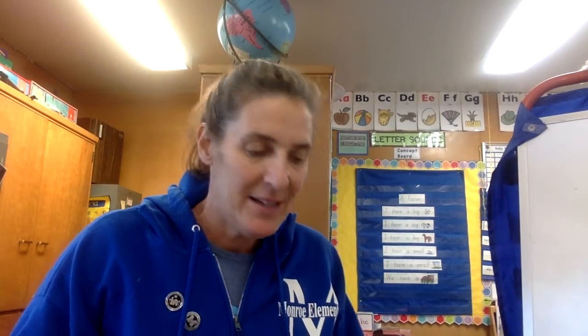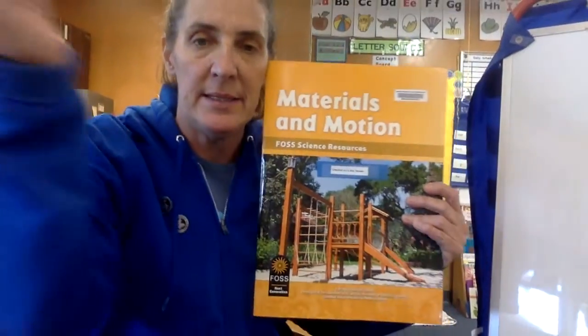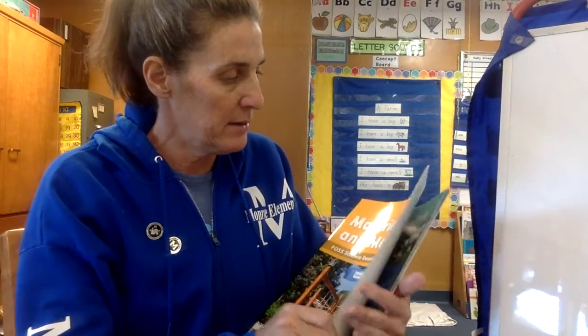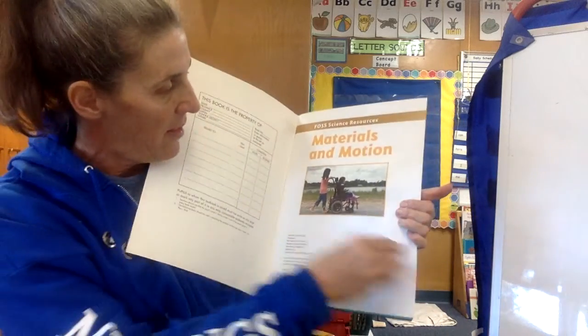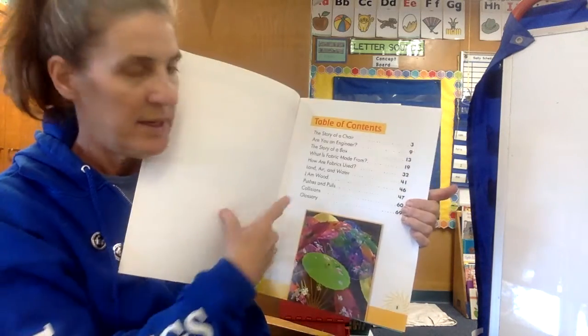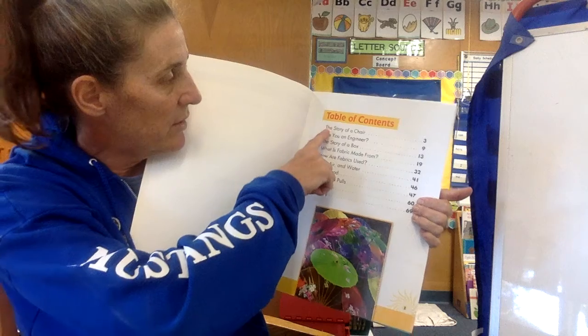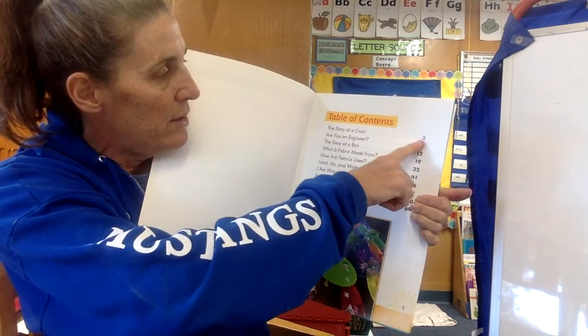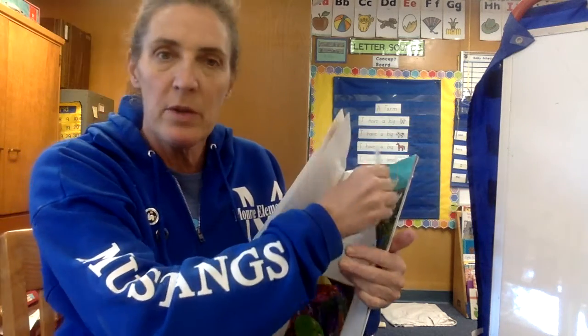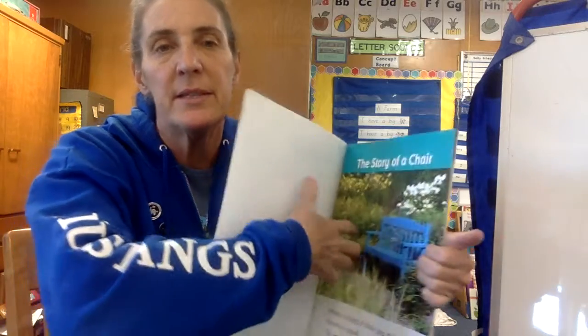Hello. So today we're going to read in our Materials in Motion big book, and it is a story. I'll open it up. There's the title page. This is our table of contents. It's called The Story of a Chair on page 3. So all of you know what a chair is. This is going to be the story of where a chair starts off and how it's made.